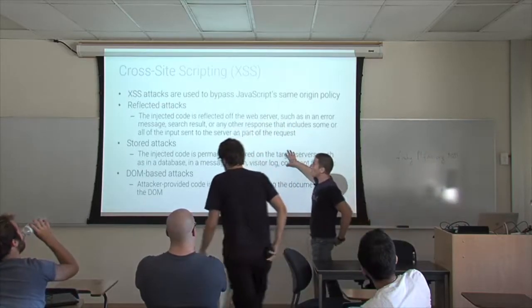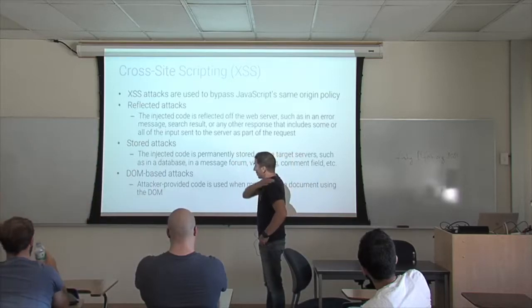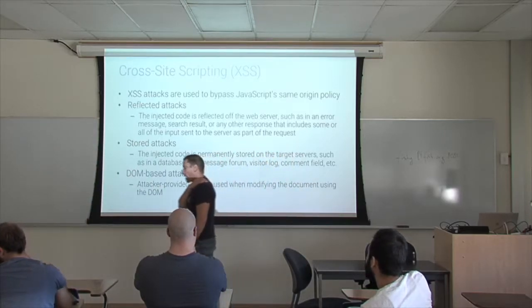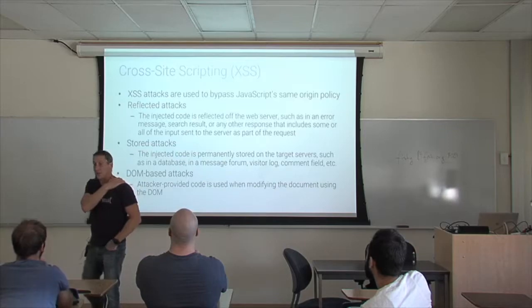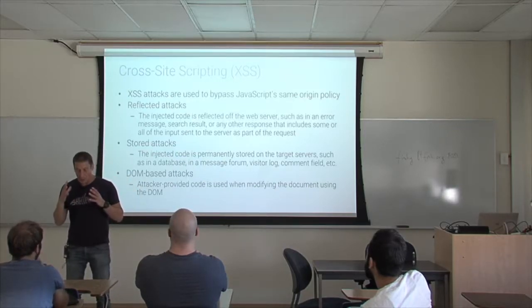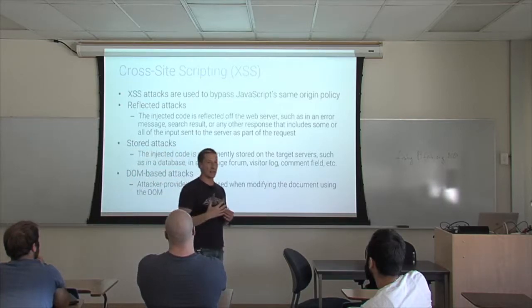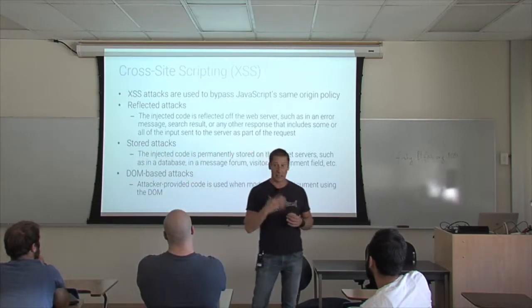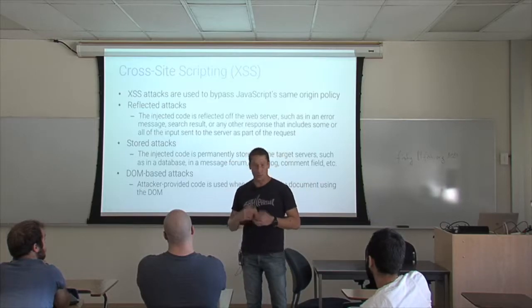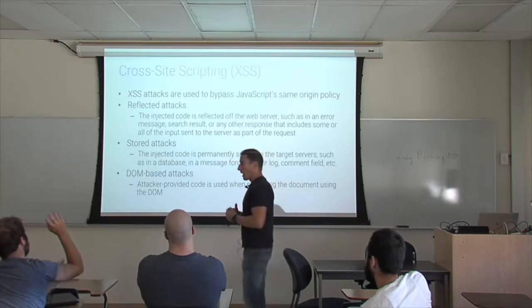The cross-site scripting attacks are fundamentally a way to bypass the same origin policy. If you remember correctly, when you download JavaScript, that JavaScript can only access information associated with the site from which you downloaded the JavaScript. Very important concept. So how do you get around it?